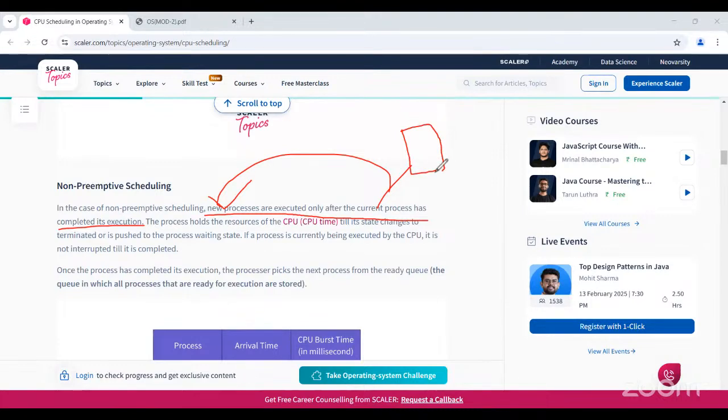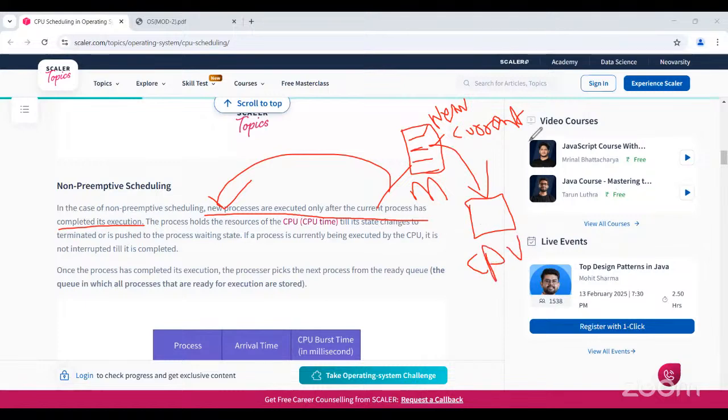Example, say the memory has processes 1, 2, 3. Let us take this as the new process, and this is the current process. The CPU will execute this current process first, and then after that the new process. So this is called non-preemptive scheduling.